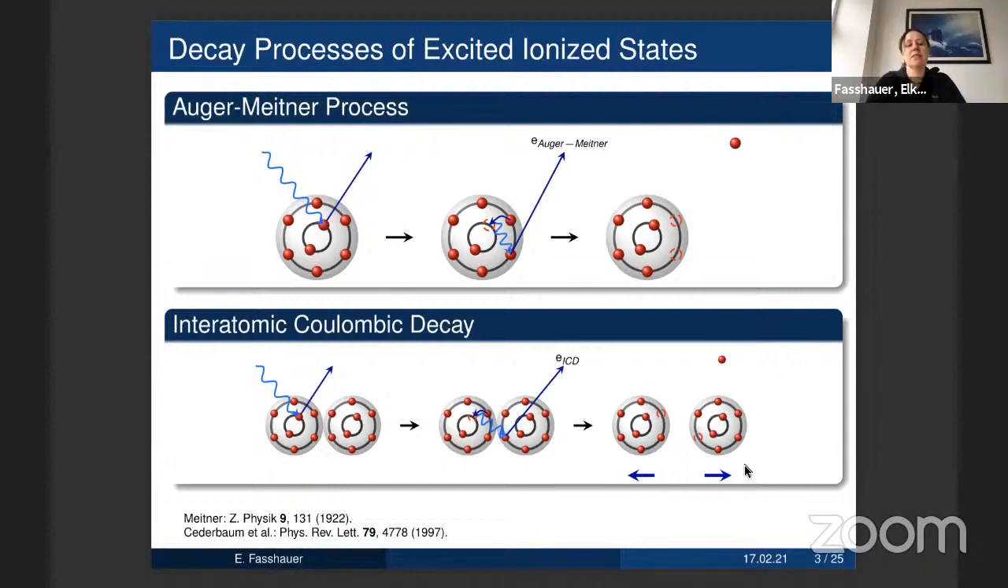What they have in common is that you have a rearrangement of your electronic structure and the emission of one electron. And we are going to have a closer look at the spectrum that you get from this electron. How do we as theoreticians get from this picturesque representation to a time-resolved spectrum? Well, let's start with the time-independent perspective.